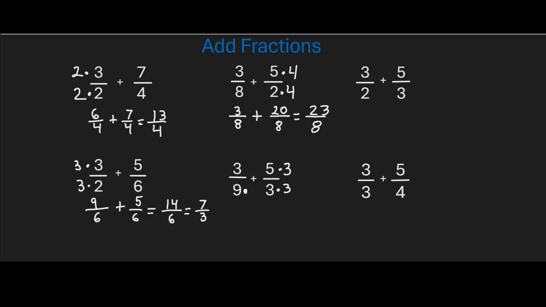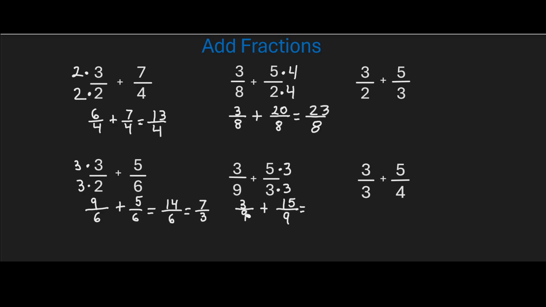Now, we're going to bring this down. I'm going to rewrite 3 over 9 plus. And now we're going to be multiplying 5 times 3. That would be 15. And then 3 times 3, that is going to be 9.